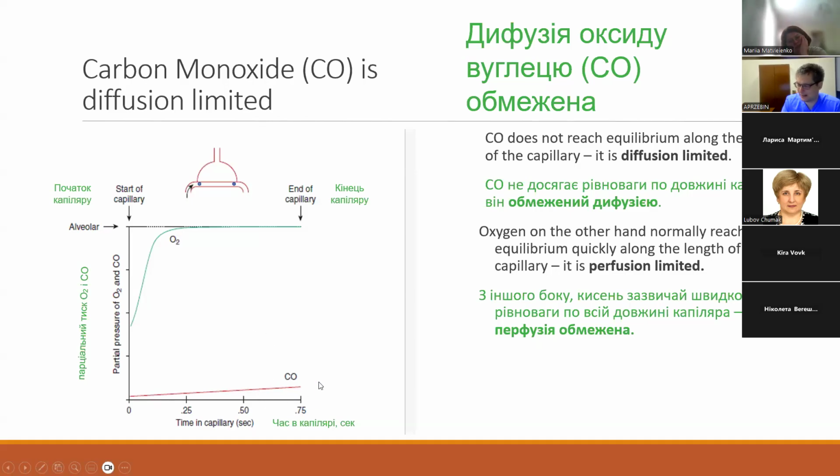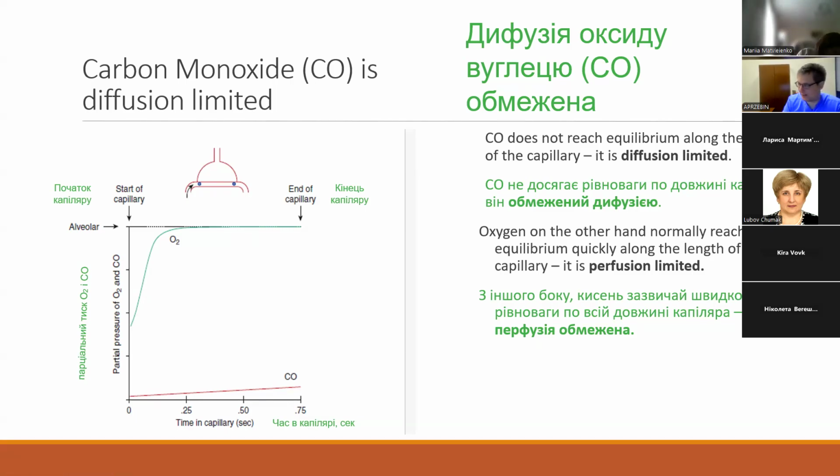So the fact that it is diffusion limited allows us to get some better information about the diffusion properties of this alveolar capillary unit, and really for the whole lungs, the entire summation of all the alveolar capillary units of the lung. So that's why we use carbon monoxide.